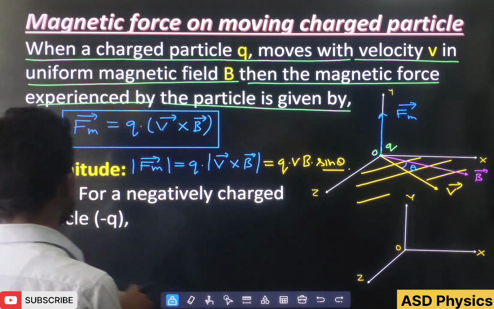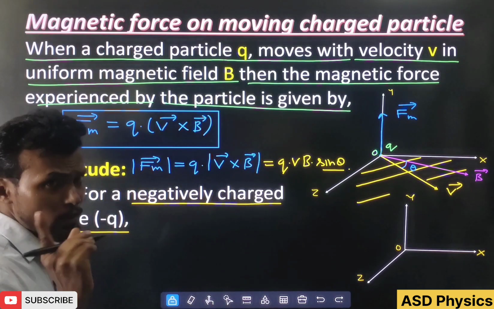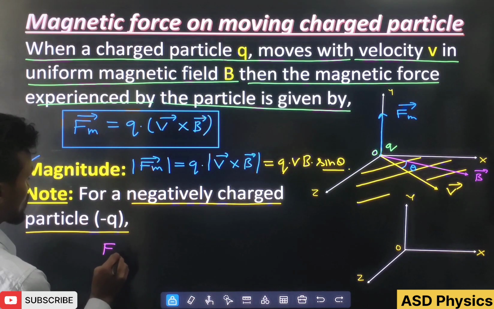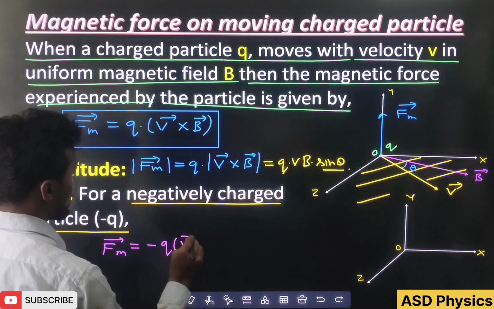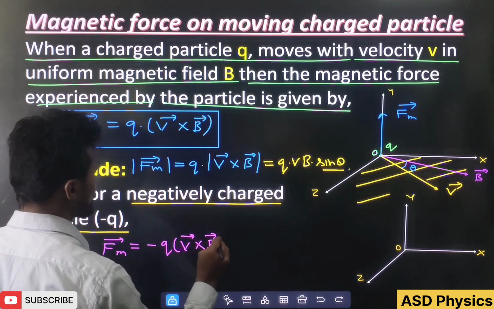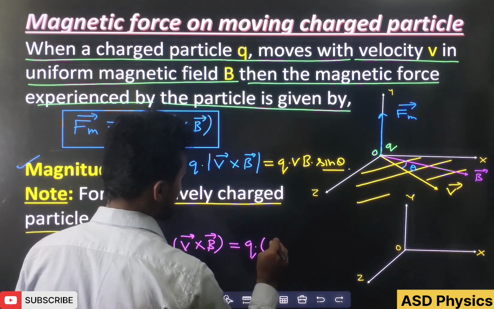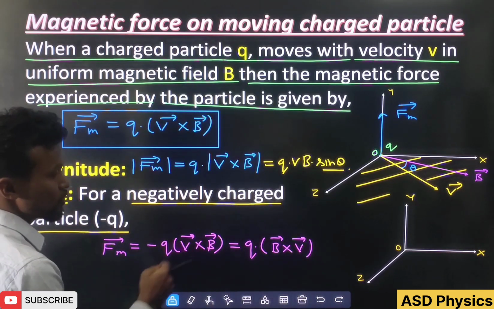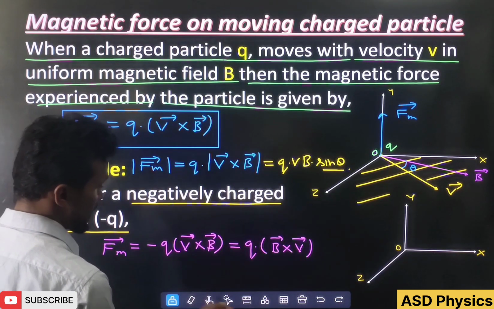If we talk about a negatively charged particle, which charged particle? Minus Q. In this situation, remember, students, the magnetic force formula will be given by minus QV cross B. Or can I write it as Q into B cross V? Because when the minus sign is multiplied, V cross B will become B cross V. So this thing we have to remember.